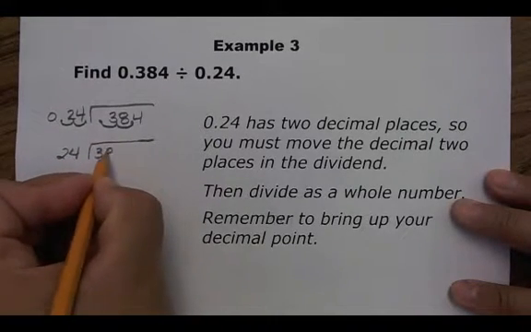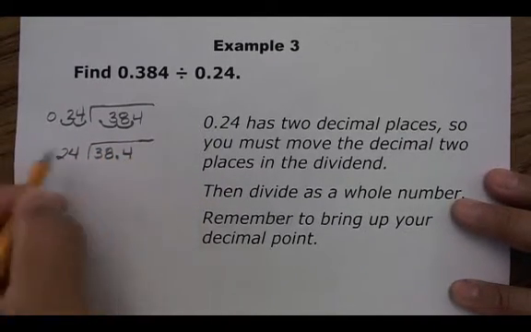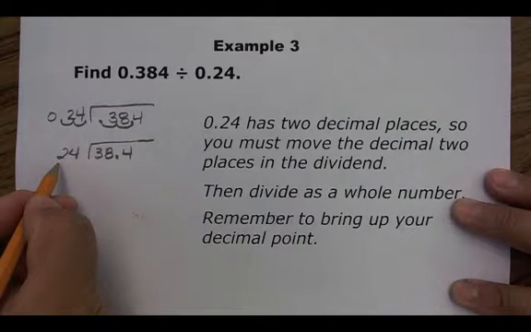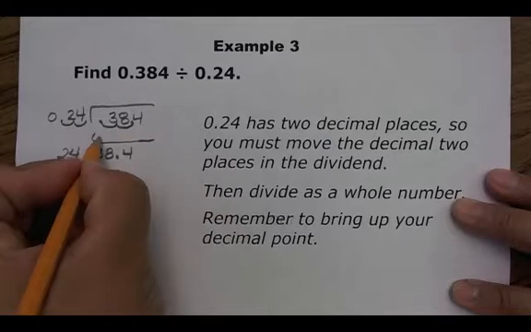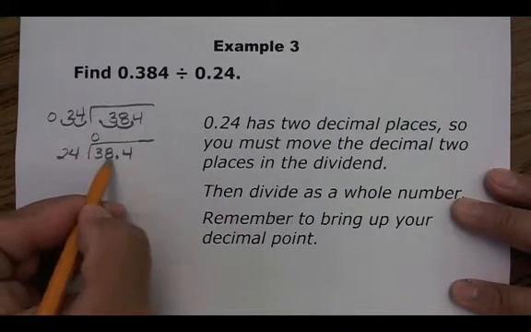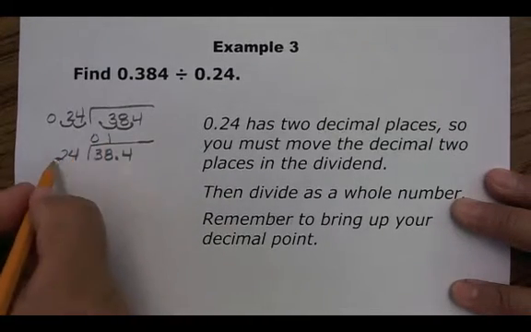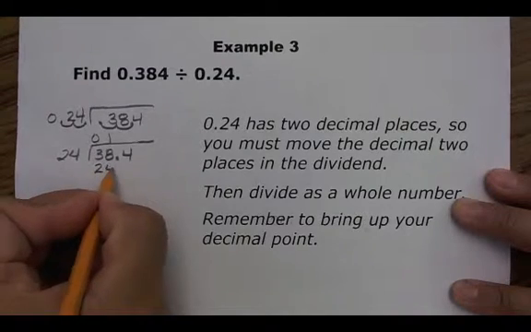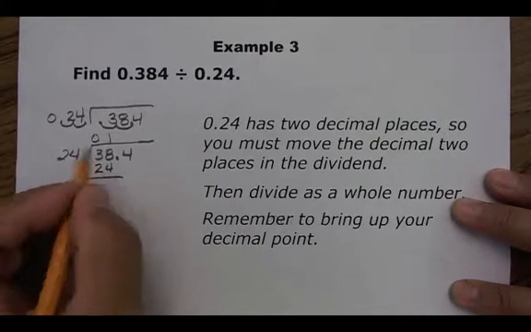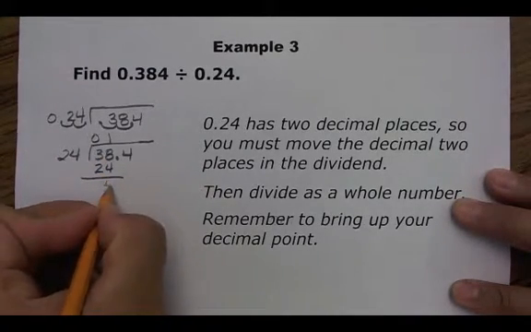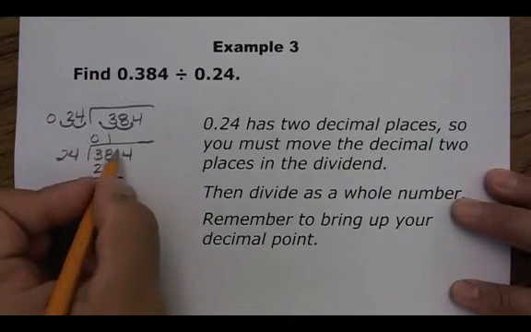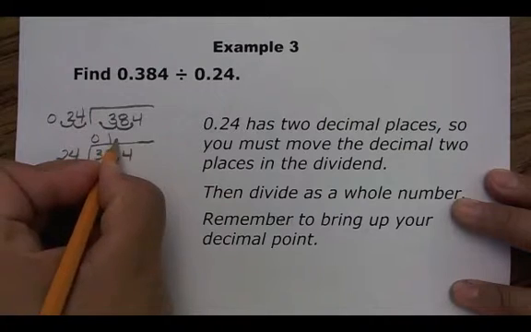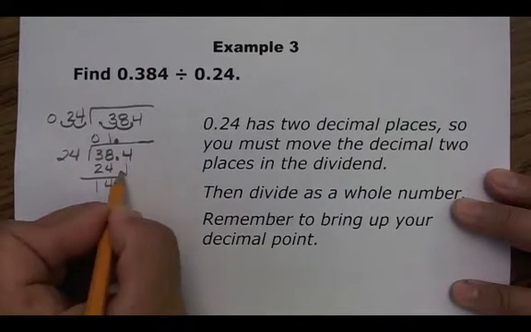And that's 38.4 now divided by 24, right? So 24 goes into 3 0 times. 24 goes into 38 once. 1 times 24 is 24. Bring that down. 8 minus 4 is 4. 3 minus 2 is 1. Make sure you bring your decimal point up. Bring down the 4.